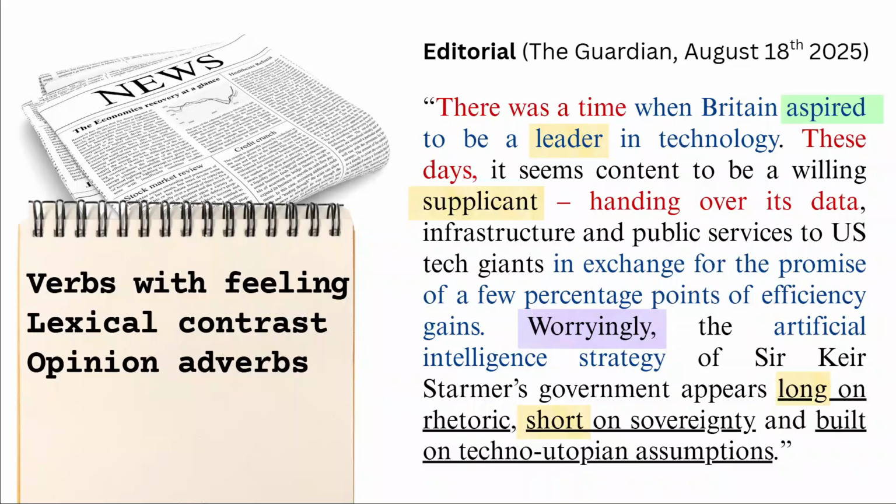And also we have this interesting structure at the end. Long on rhetoric, short on sovereignty, and built on techno-utopian assumptions. This is an example of a three-part claim. Three-part claims are commonly used in persuasive writing or speaking when you make three separate points to back up your main point in order to force your point home with more power.